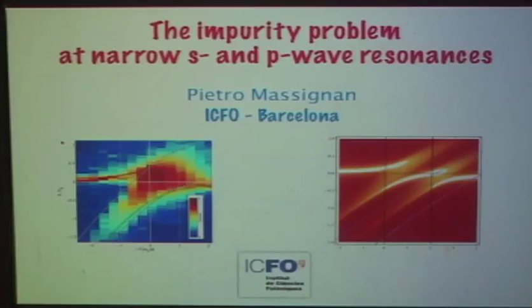I will talk about the impurity problem, the theory point of view of this problem and why it is interesting. I will present results for S-wave resonances, and in particular the extension of the previous work to narrow threshold resonances, as it was needed to explain the experiment in Innsbruck. Then I will continue to describe what happens if, instead of an S-wave, you have a P-wave resonance between the impurity and the surrounding Fermi gas.